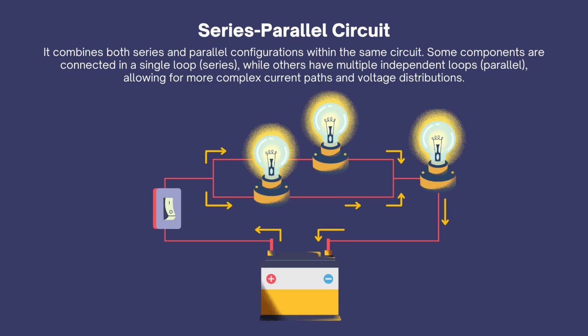Combining series and parallel connections allows you to balance voltage and current. In this setup, some cells are connected in series to increase voltage, while others are connected in parallel to increase current. This approach is commonly used in applications where both high voltage and high current are needed.